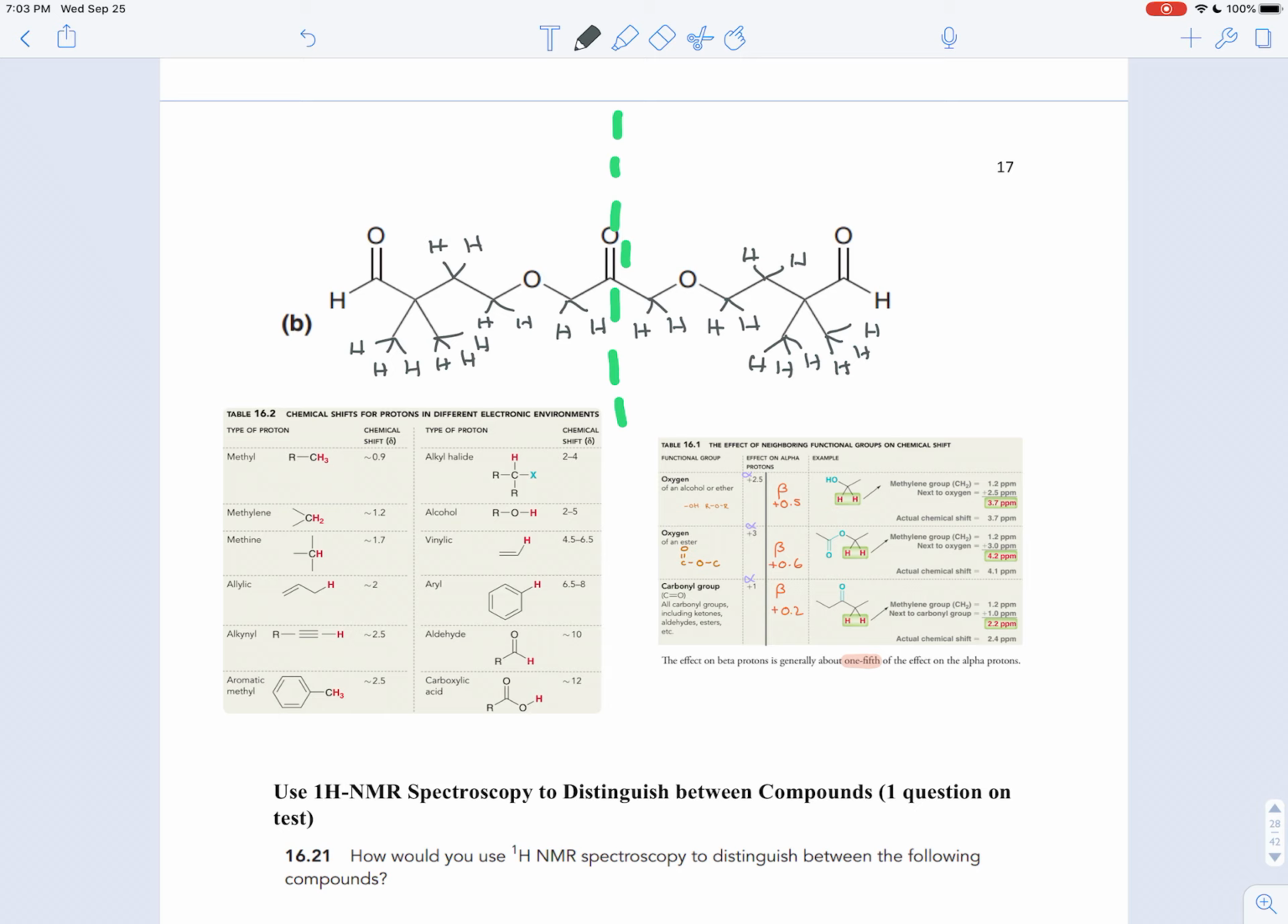So first, let's just figure out how many signals we have. We have this aldehyde hydrogen. It's attached to a carbonyl carbon, this carbon right there. And so that is a unique environment. It'll be represented by one signal. Notice this is surrounded by the same exact electronic environment, so both of those hydrogens will show up in one signal.